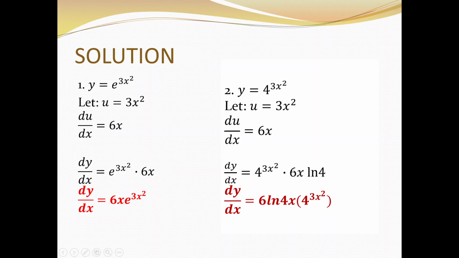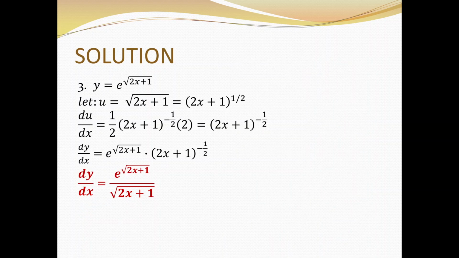Or we can also express our final answer by starting with the constant value. So this is 6 ln of 4, and then to be multiplied by x, and to be multiplied by 4 raised to 3x squared. It is better to enclose it with a pair of parentheses because this is understood to not be multiplied with the 4x, as it is better expressed in product form. So this is our derivative of y with respect to x.